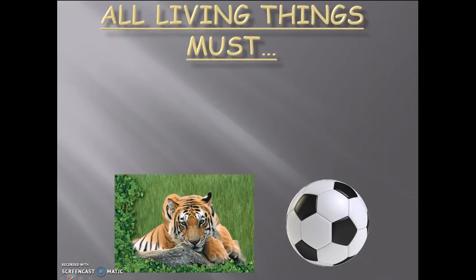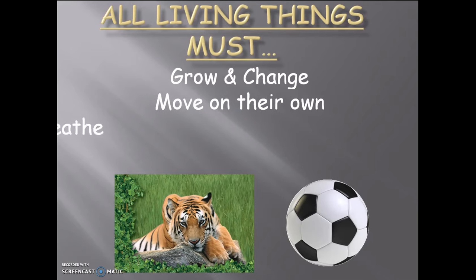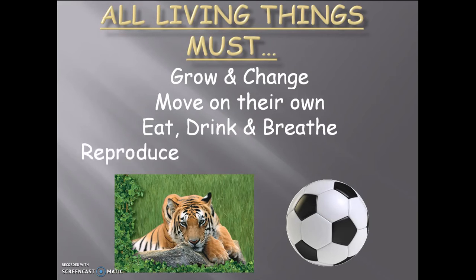All living things must grow and change, move on their own, eat, drink, and breathe, and most importantly, reproduce. All of these characteristics must be present in order for objects to be classified as living. Let's take a closer look at some objects. We will need to decide if they are living or not based on the characteristics they have.